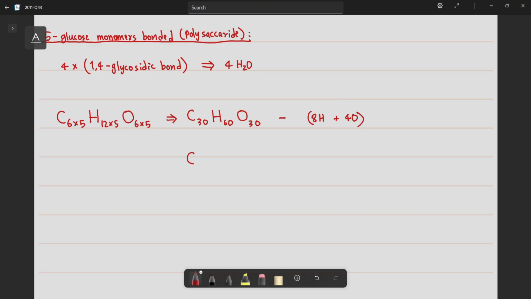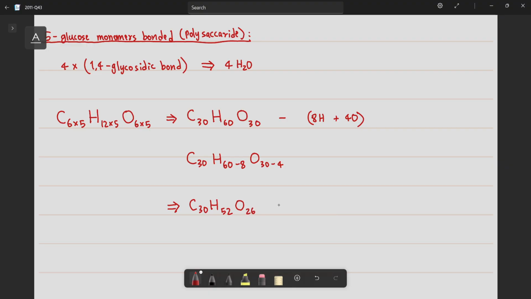So the carbon will stay the same because we've lost only 8 hydrogens and 4 oxygens, because we lost four water molecules. Only the hydrogen and oxygen numbers will be affected. So 60, I'll subtract 8 from this. And the oxygen we have here is 30, so I'm going to subtract 4 from this. This will give C30H52, and the oxygen is 26.